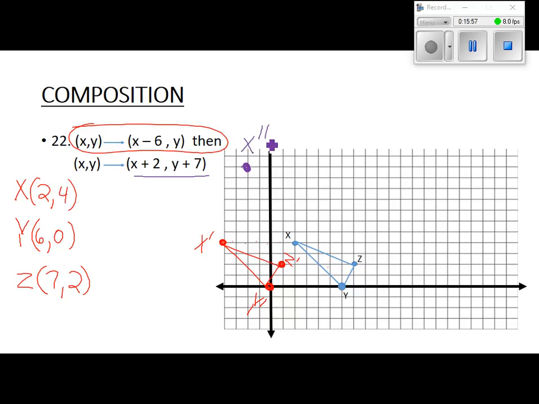Do the same thing for the other 2. Right 2, up 7. 1, 2, 3, 4, 5, 6, 7. That's going to be Z double prime. Right 2, 1, 2, and up 1, 2, 3, 4, 5, 6, 7. That's going to be Y double prime. Connect the dots there. Those are our triangles.